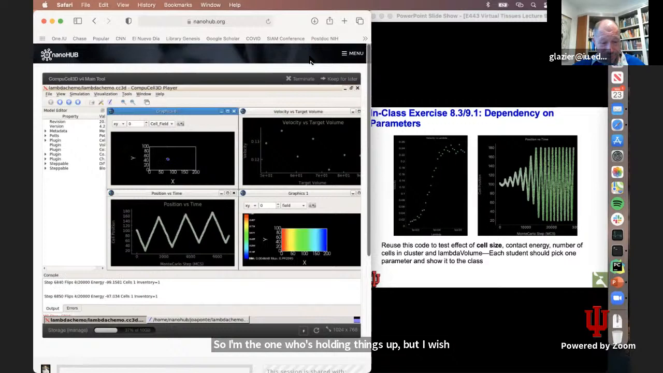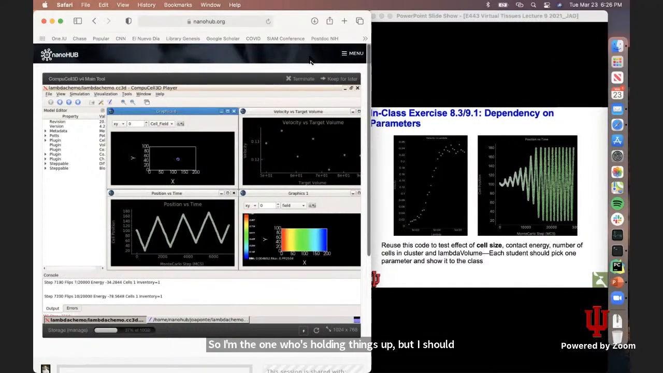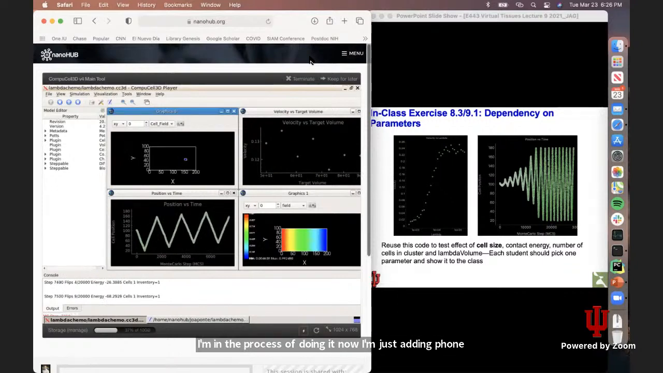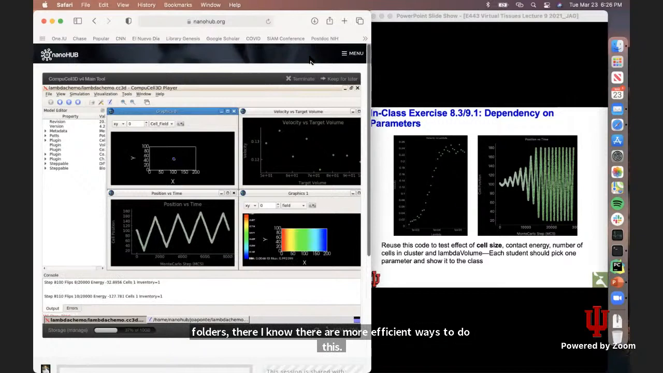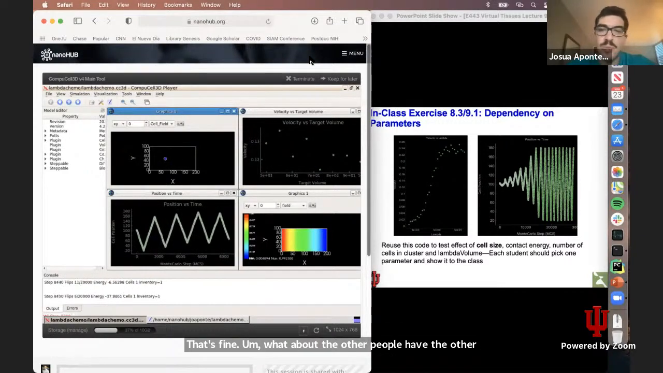Right. So Callie, were you able to load it up? Yeah, I'm in the process of doing it now. I'm just adding folders and then uploading each file and putting them in the folders. I know there are more efficient ways to do this, but it'll get done. That's fine. What about the other people? Have the other people been able to run it? What are you guys seeing?